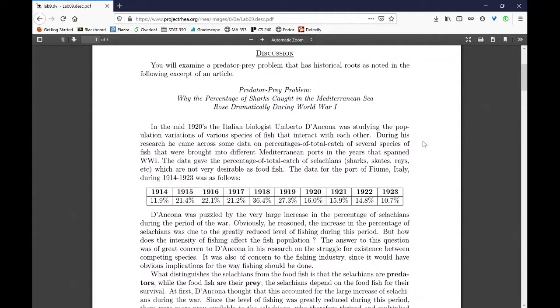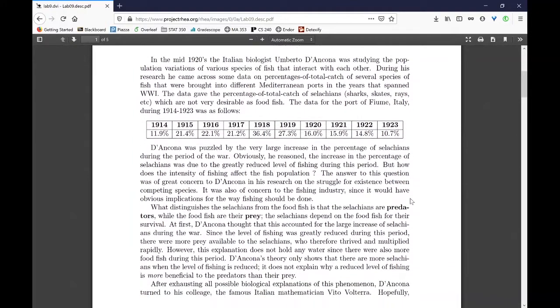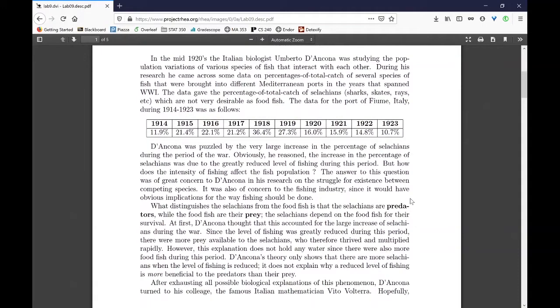He noticed that around World War I, the percentage of total catch of cetaceans, which include sharks and skates and rays and all those types of fish, had this pattern. D'Ancona was obviously very puzzled by this. He might think that this was due to decreased fishing during World War I, but this doesn't really explain the increase in percentage.